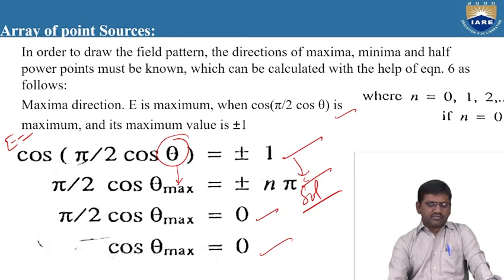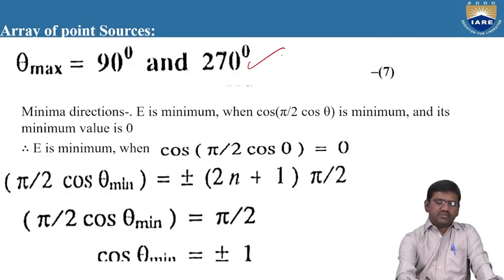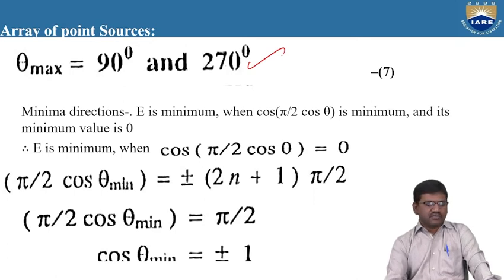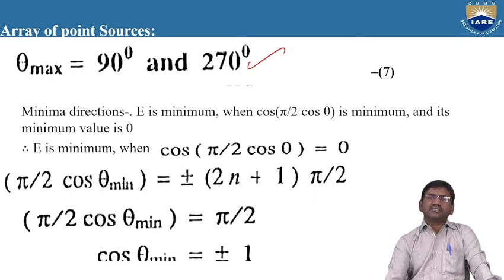So the solutions for this theta max will be 90 and 270. That means the maximum direction of the radiation pattern will be in the direction of 90 and 270.